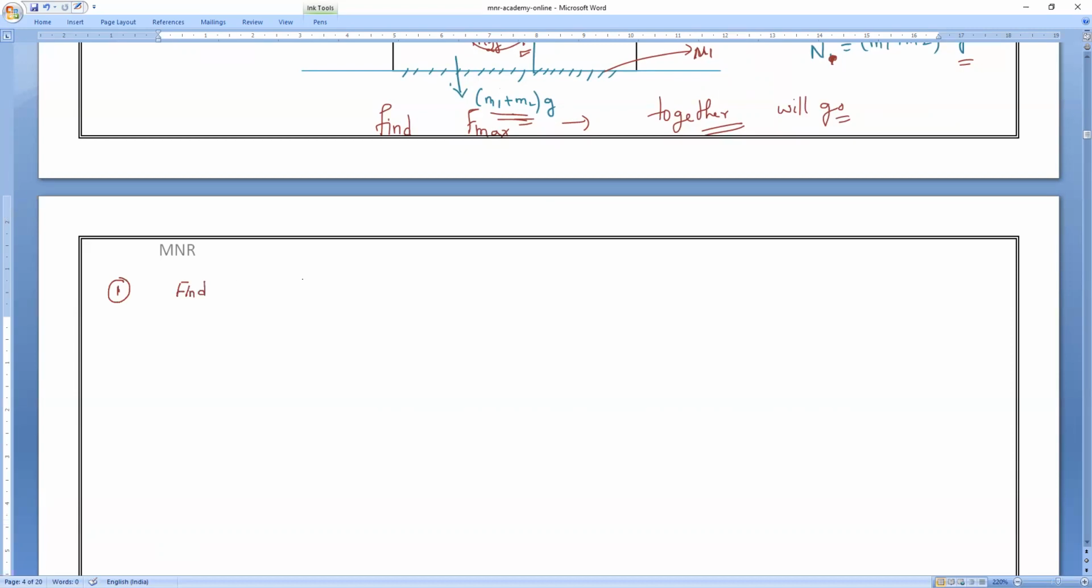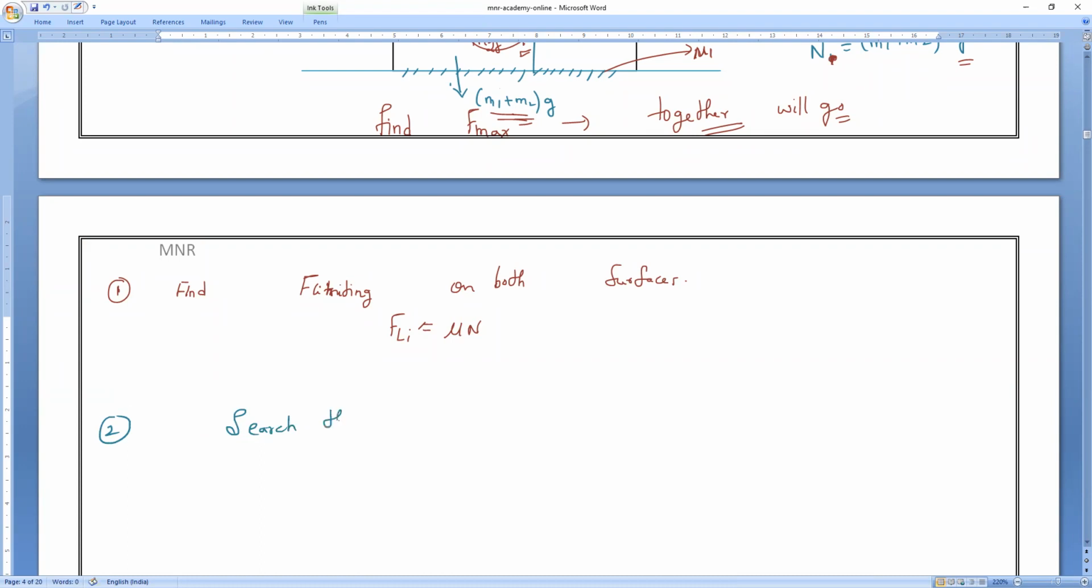So first, find F limiting. Find F limiting on both surfaces. Is it okay, Rudreswa? We all know F limiting, what is the formula? F limiting is equal to mu into N. Okay, so that is the first thing. Next, the second one.